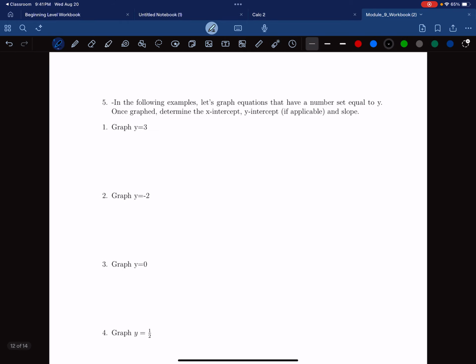Okay. So moving on to our second type of graphs we're going to be looking at. We're going to have y equals some value rather than x equals some value. So all of our directions are the same. We're going to start off by graphing the first problem. So we have y equals 3.